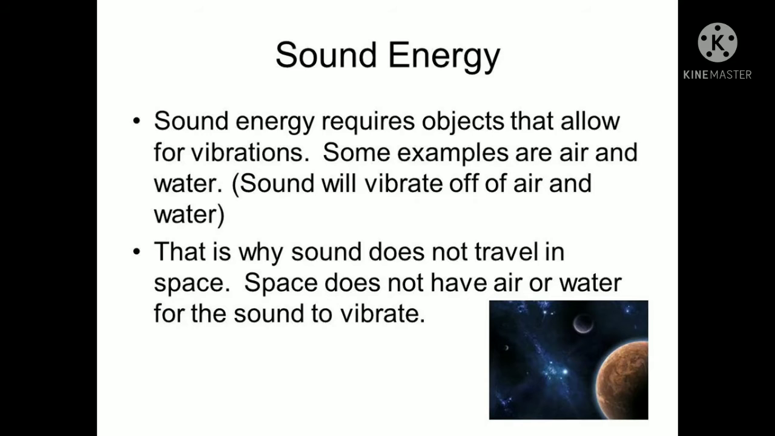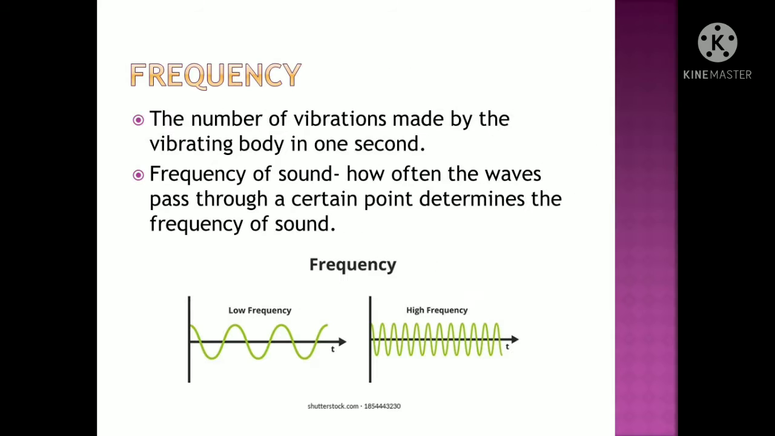Okay. Now we are talking about vibrations, isn't it? So in vibrations, what happened? There is a term called frequency. Let's see. Frequency is what? The number of vibrations made by the vibrating body in 1 second. How many vibrations are there in 1 second? That is the frequency. Frequency of sound, how often the waves pass through a certain point, determines the frequency of sound.